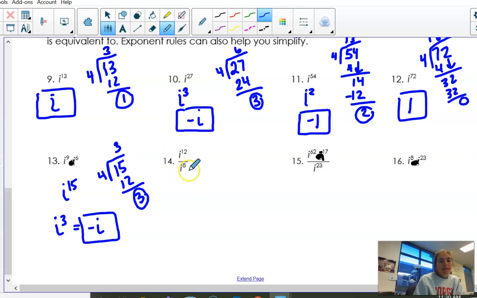i to the 12th divided by i to the 8th. When you have like bases being divided, you subtract their exponents, which tells you we're looking at i to the 4th. So this is positive 1.